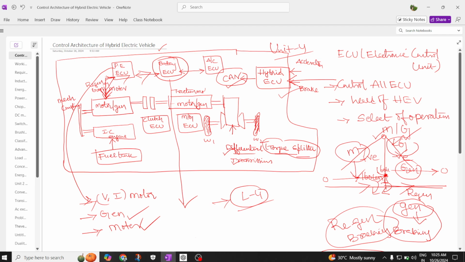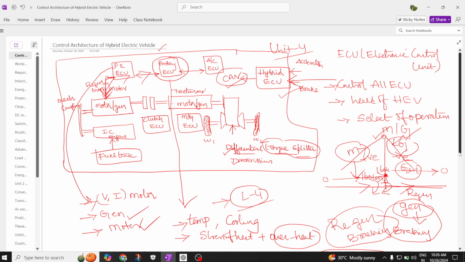Let's try to understand the purpose of the battery management system in a hybrid electric vehicle. The purpose of the battery management system is that it monitors the temperature. So it will try to maintain the required temperature in the battery, and by maintaining the proper temperature, it provides proper cooling in the battery. So this battery management system or battery ECU reduces the stress of heat in the battery, and it prevents the overheating of the battery.